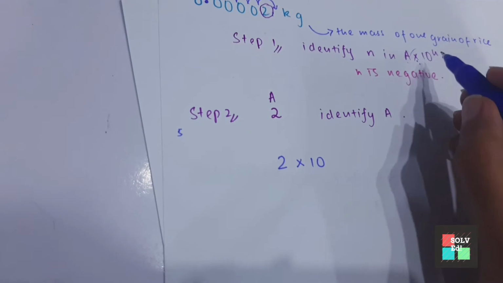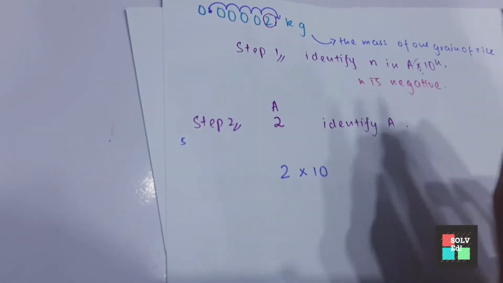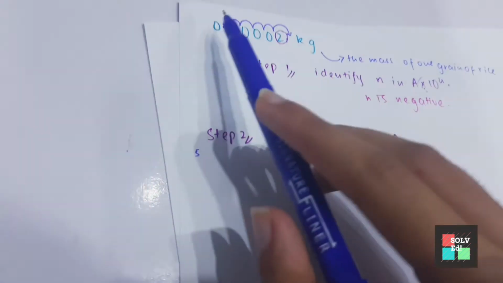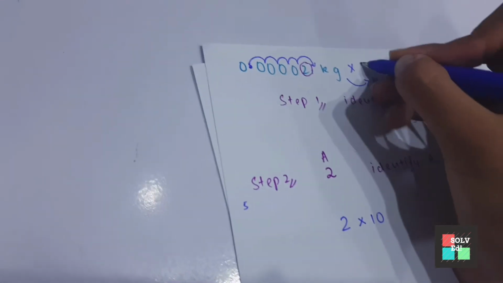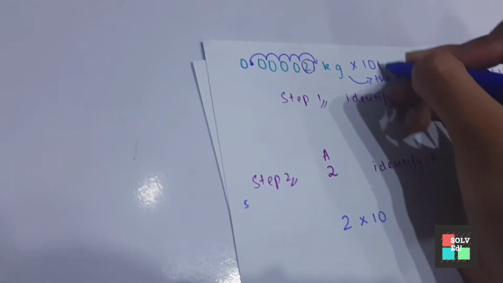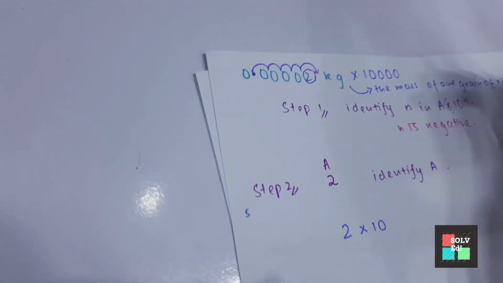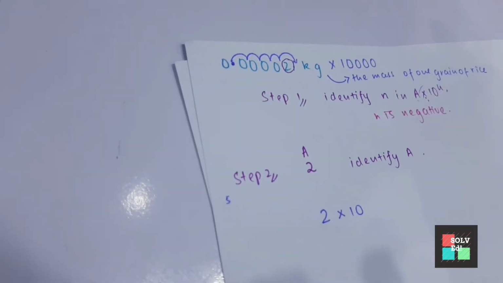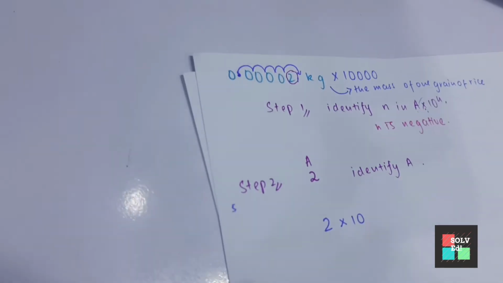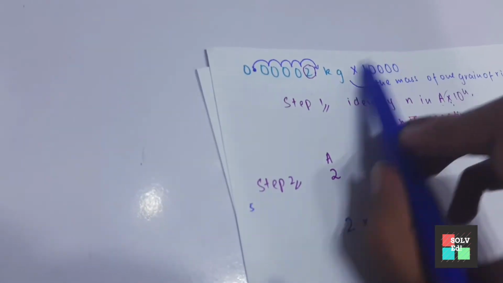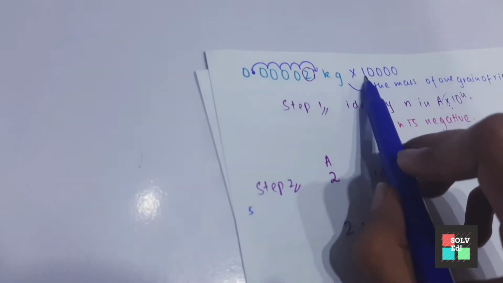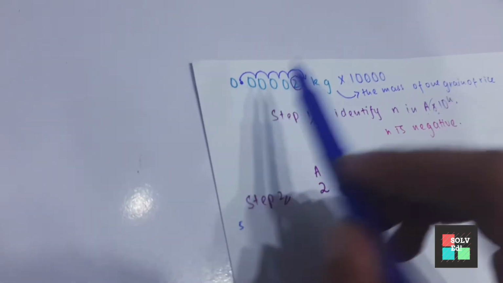And don't you think N is going to be negative because we already identified that? And we saw that we have to move 5 steps over here. How can we move 5 steps? What if we multiply this thing with 10 to the power of 5, or 100,000, 1 with 5 zeros? If we multiply it with that, what's going to happen?